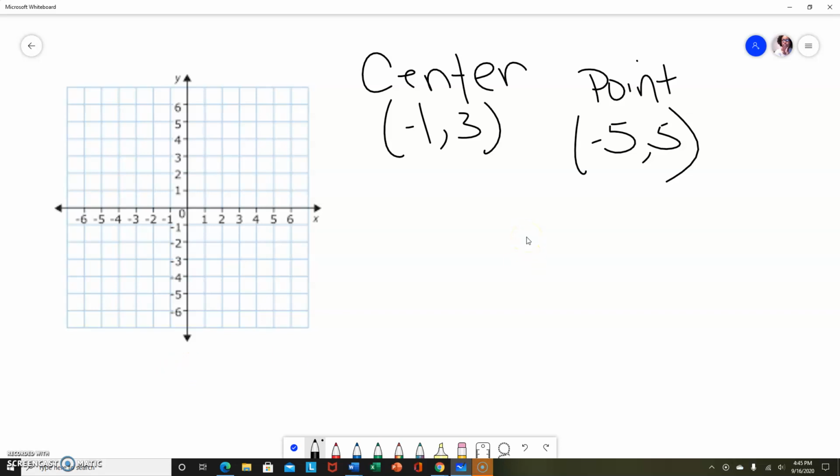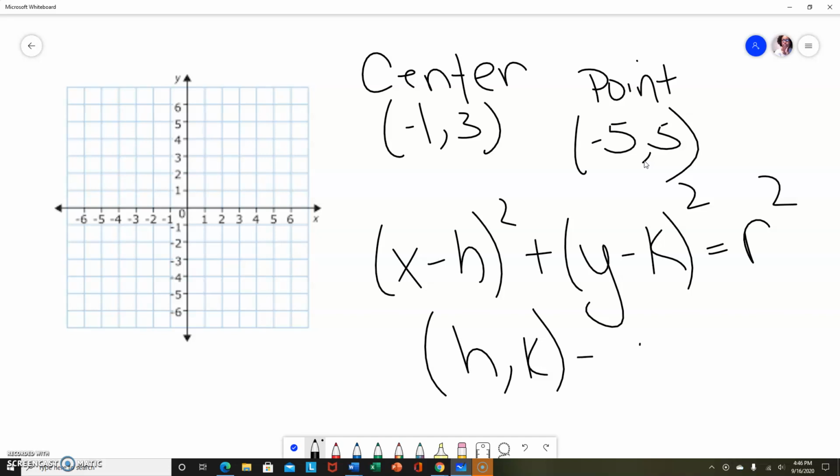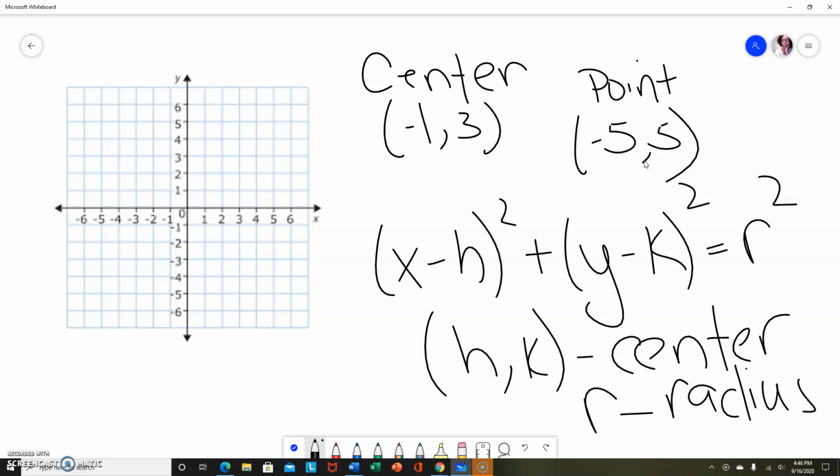Let's look at an example where we have the center of a circle and a point on the circle, and we want to find the equation for that circle in standard form. So first of all, what is standard form for an equation of a circle? Standard form is (x - h)² + (y - k)² = r², where h and k represent the center, and r, not r squared, but just r, represents the radius. As you can see, we already have the center; we're just missing the radius.